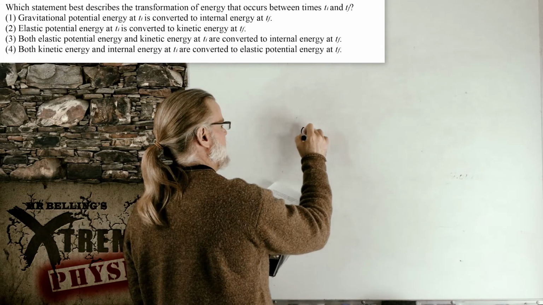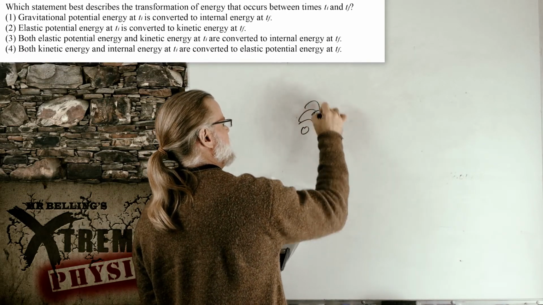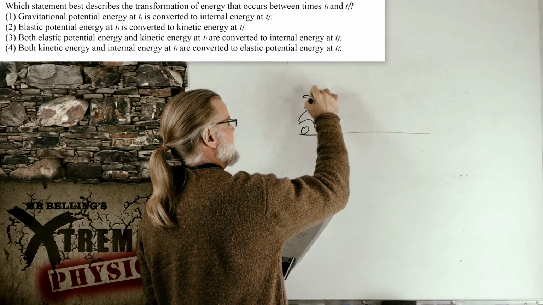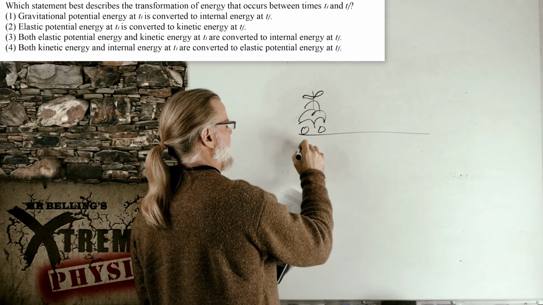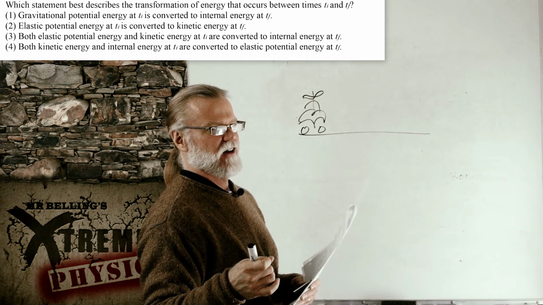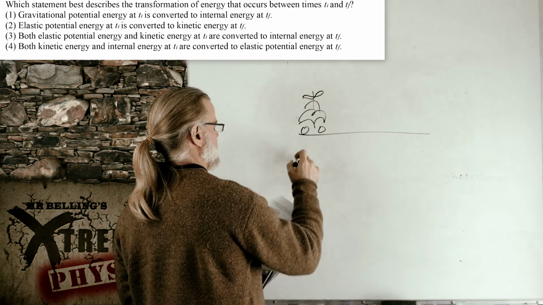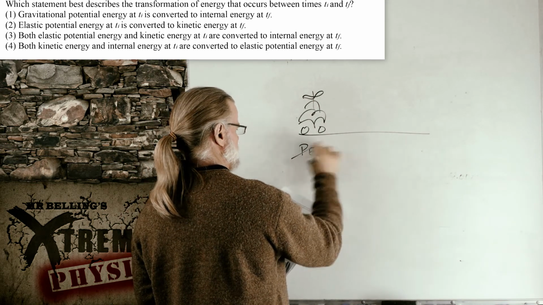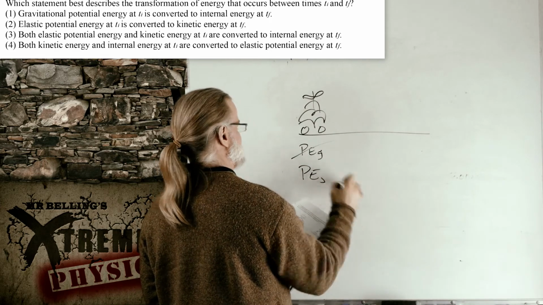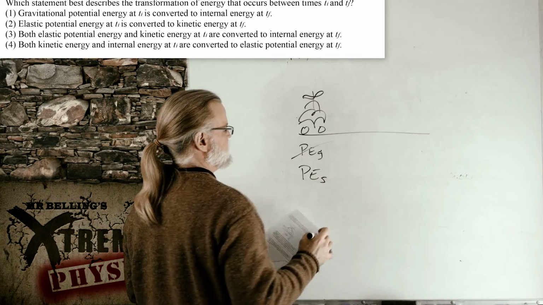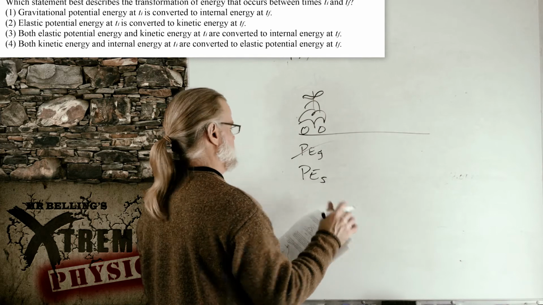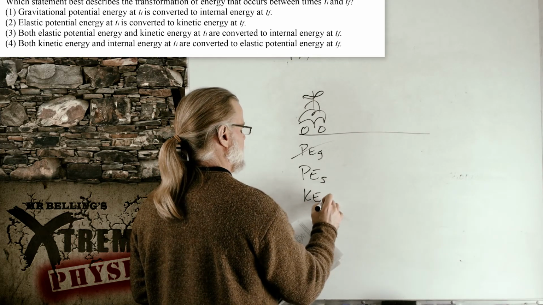Well, what kind of energy did we have here? In the beginning, we had a spring there. Do we have gravitational potential energy? Nope. Do we have spring potential energy? Yes. Do we have kinetic energy? Yes, because it says it's going initially.